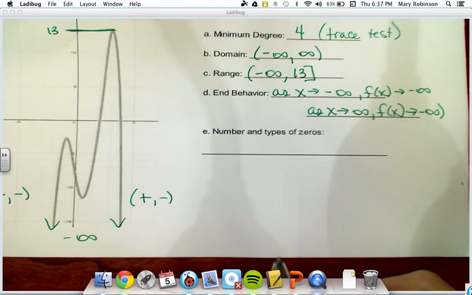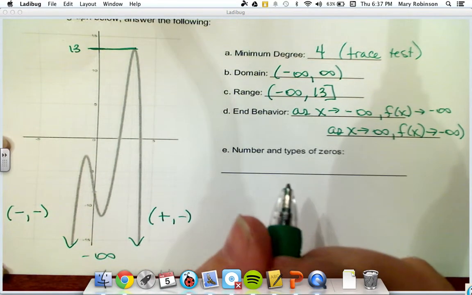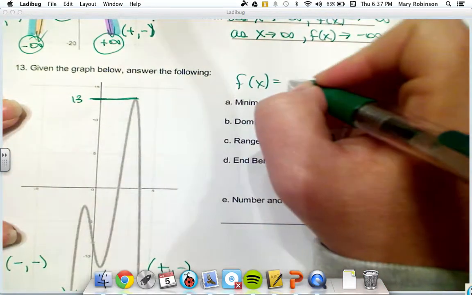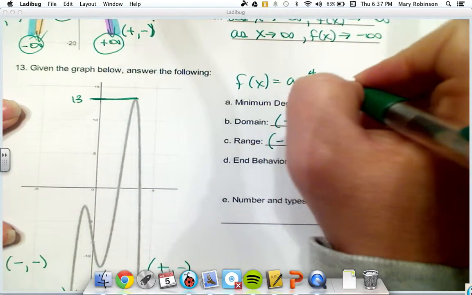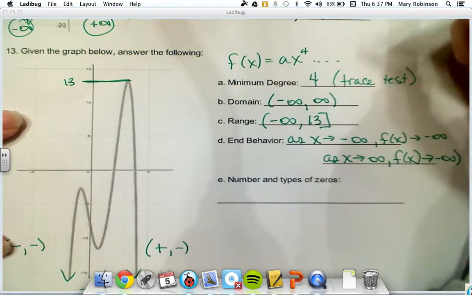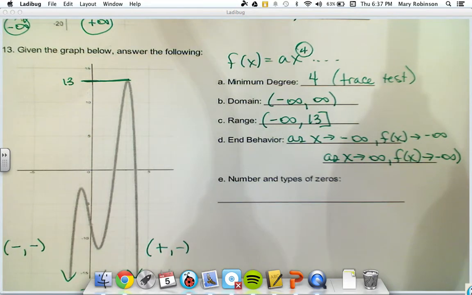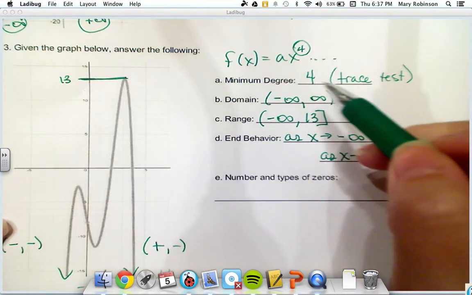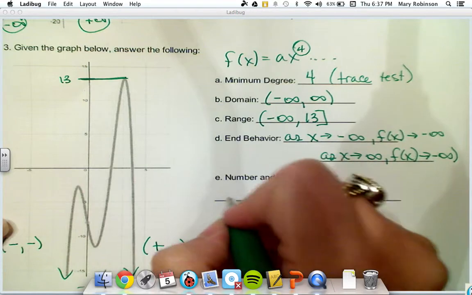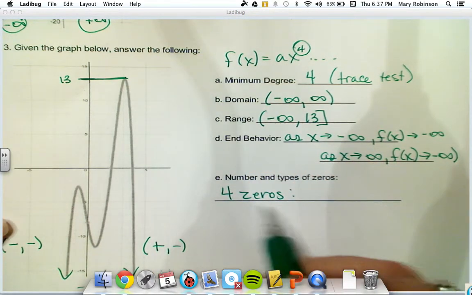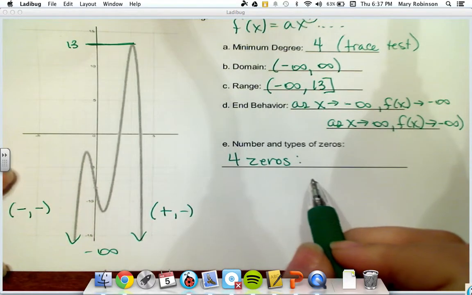And last, the number and types of roots. Please remember that this is a minimum fourth degree polynomial. So ax to the fourth, dot, dot, dot. And remember that the degree tells us how many solutions we have. So we know that because the degree is 4, there are 4 solutions. So we can say there are 4 zeros. But then what we ask for is the number and types of zeros.